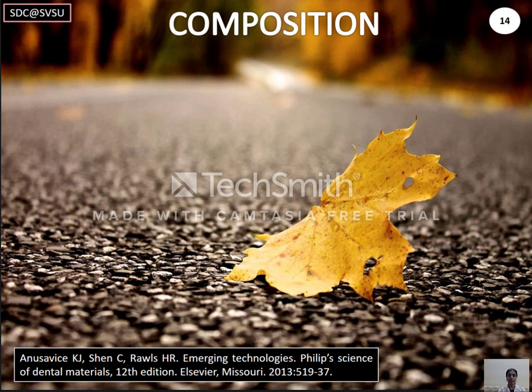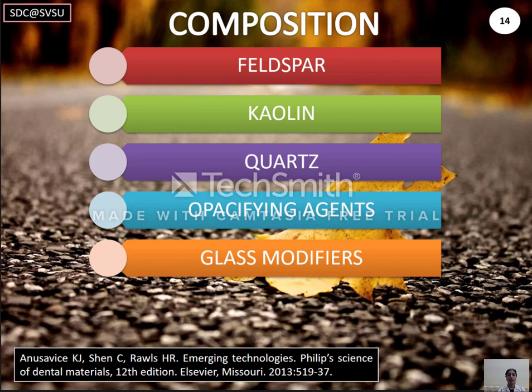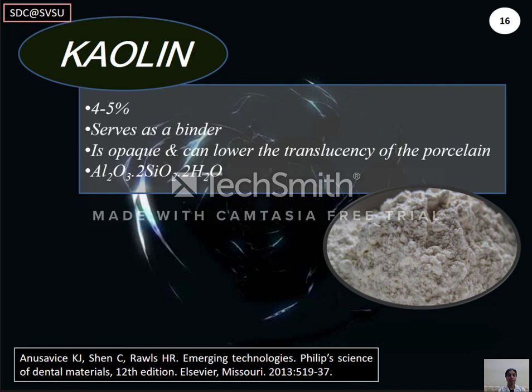Composition of ceramics includes feldspar, kaolin, quartz, opacifying agents, glass modifiers, and pigments. Feldspar is a major constituent and is composed of minerals such as potash, soda, and silica. Kaolin, which is also known as China clay, acts as a binder, is opaque, and can lower the translucency of porcelain.